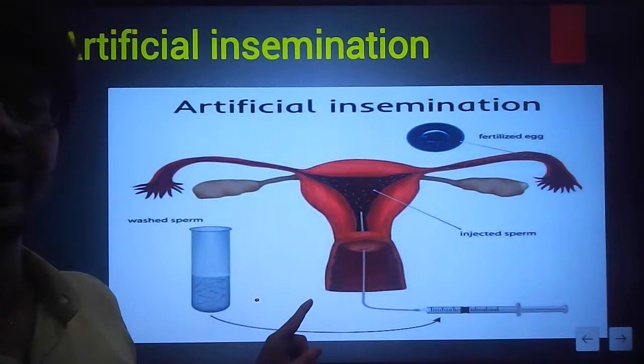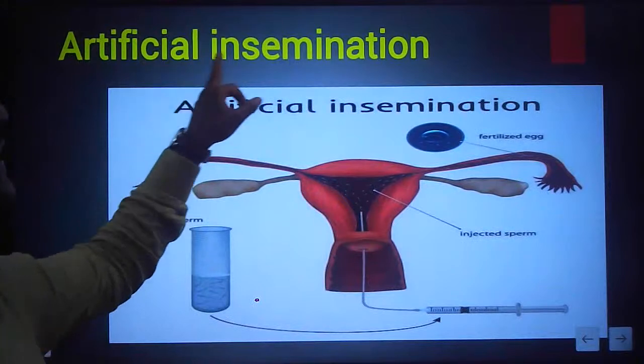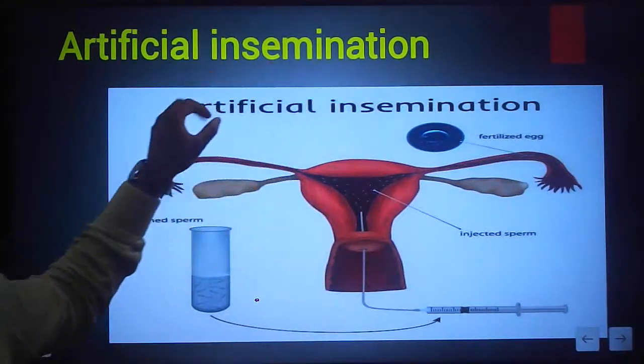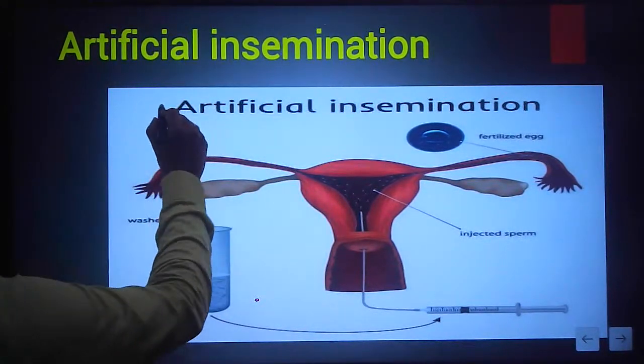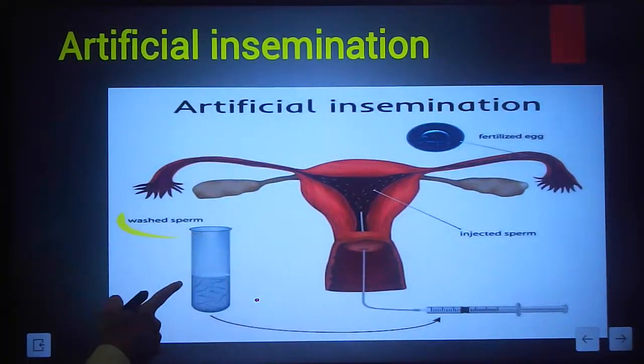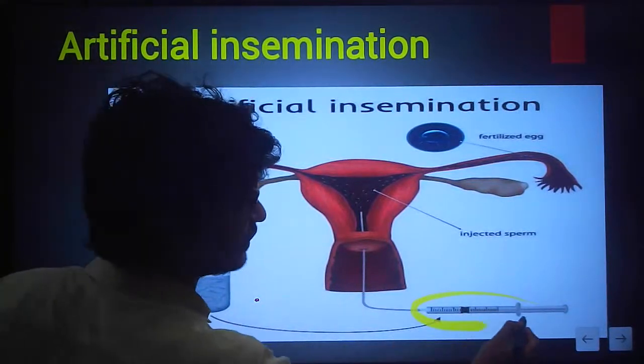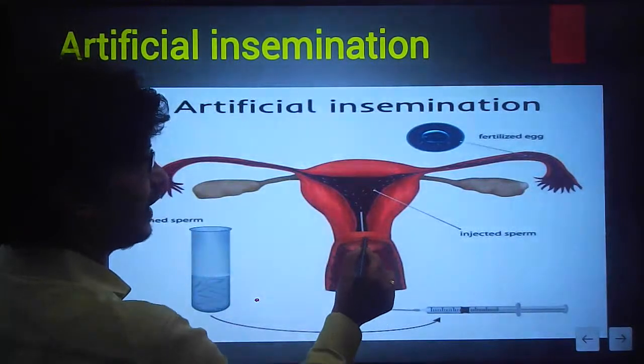So what we're going to do is inject. It's not the natural way, but the semen is going to be injected artificially. This is an artificial technique, and you could see the washed sperm. The washed sperm is taken in this type of syringe that you could see. Here the sperm is going to get injected.